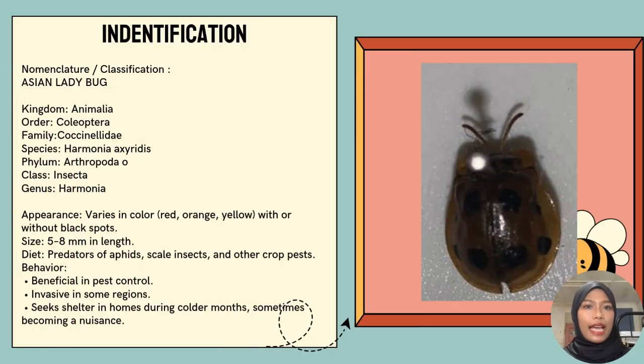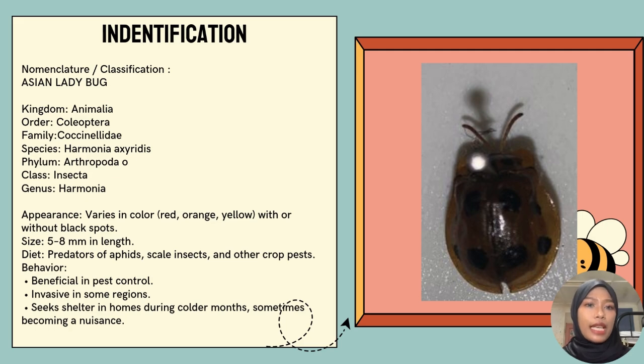The last insect is the Asian ladybug. The Asian ladybug is from the kingdom of Animalia, order Coleoptera, and family Coccinellidae. Species is Harmonia axyridis, from phylum Arthropoda, class Insecta, genus Harmonia.